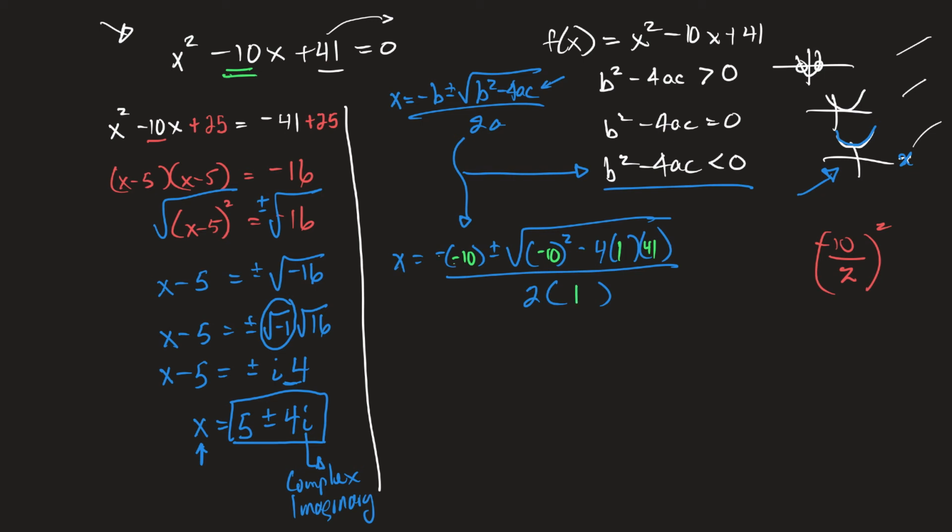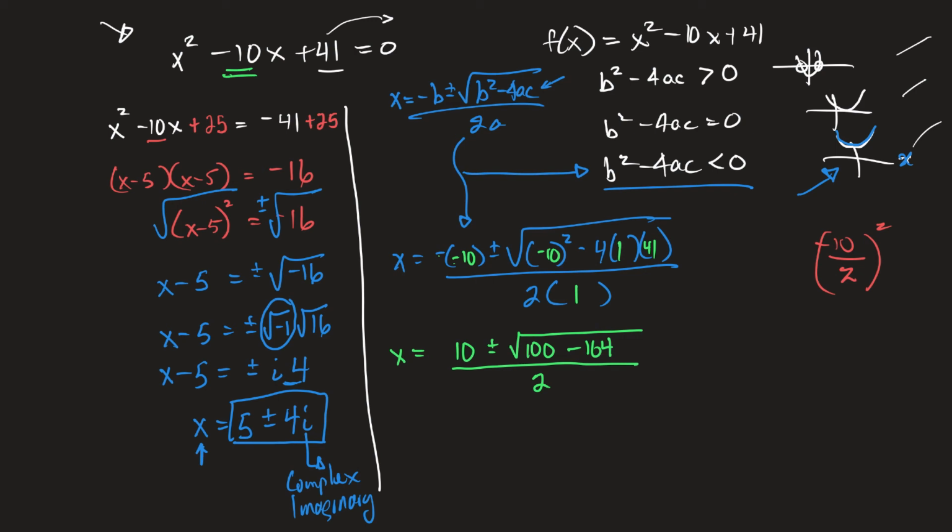So minus a negative 10 would be a positive 10, plus or minus the square root. Negative 10 squared is a positive 100. 4 times 1 times 41, 161. Is that right? I'm just checking to see if this is right. 4 times a times c. Yeah, so 164 it is. 100 minus 164, all over 2.